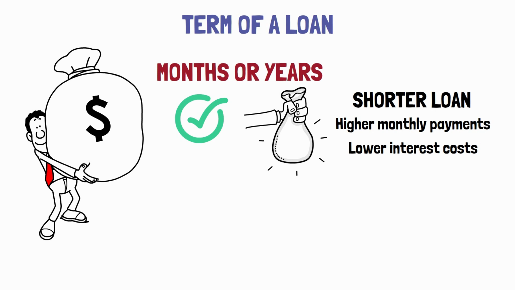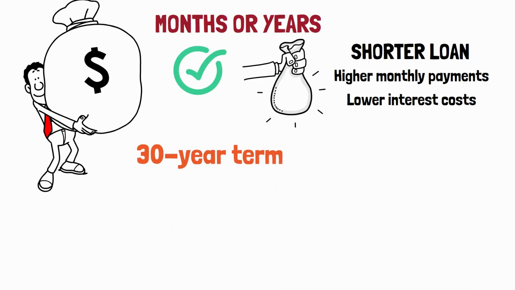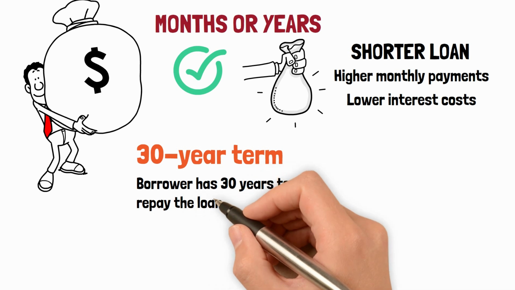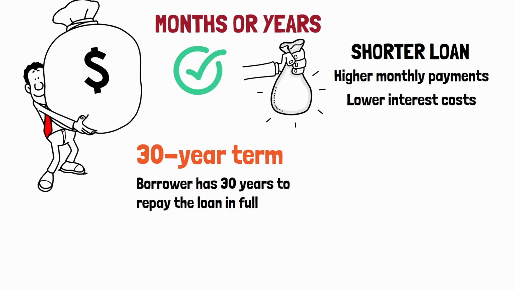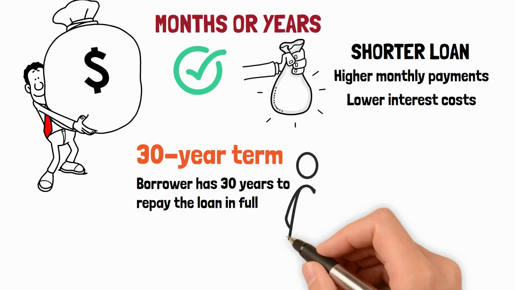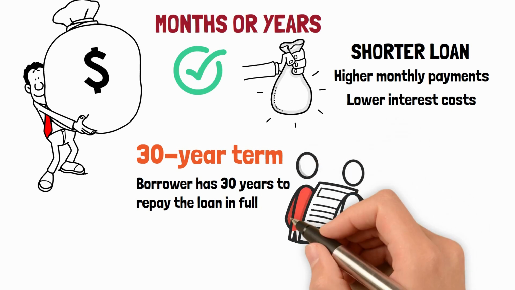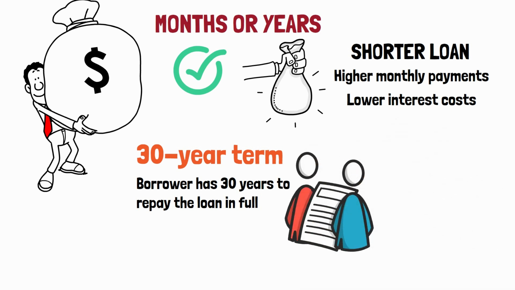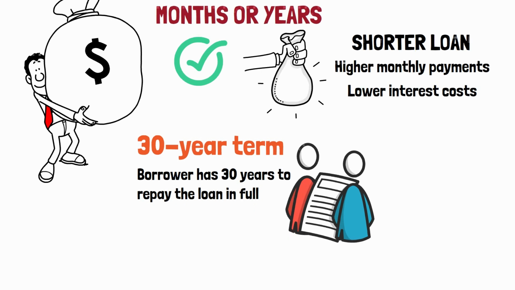For example, a mortgage loan with a 30-year term means that the borrower has 30 years to repay the loan in full, while a car loan with a 5-year term means that the borrower has 5 years to repay the loan in full. The loan term is usually specified in the loan agreement, along with other terms and conditions such as the interest rate, payment frequency, and prepayment penalties.